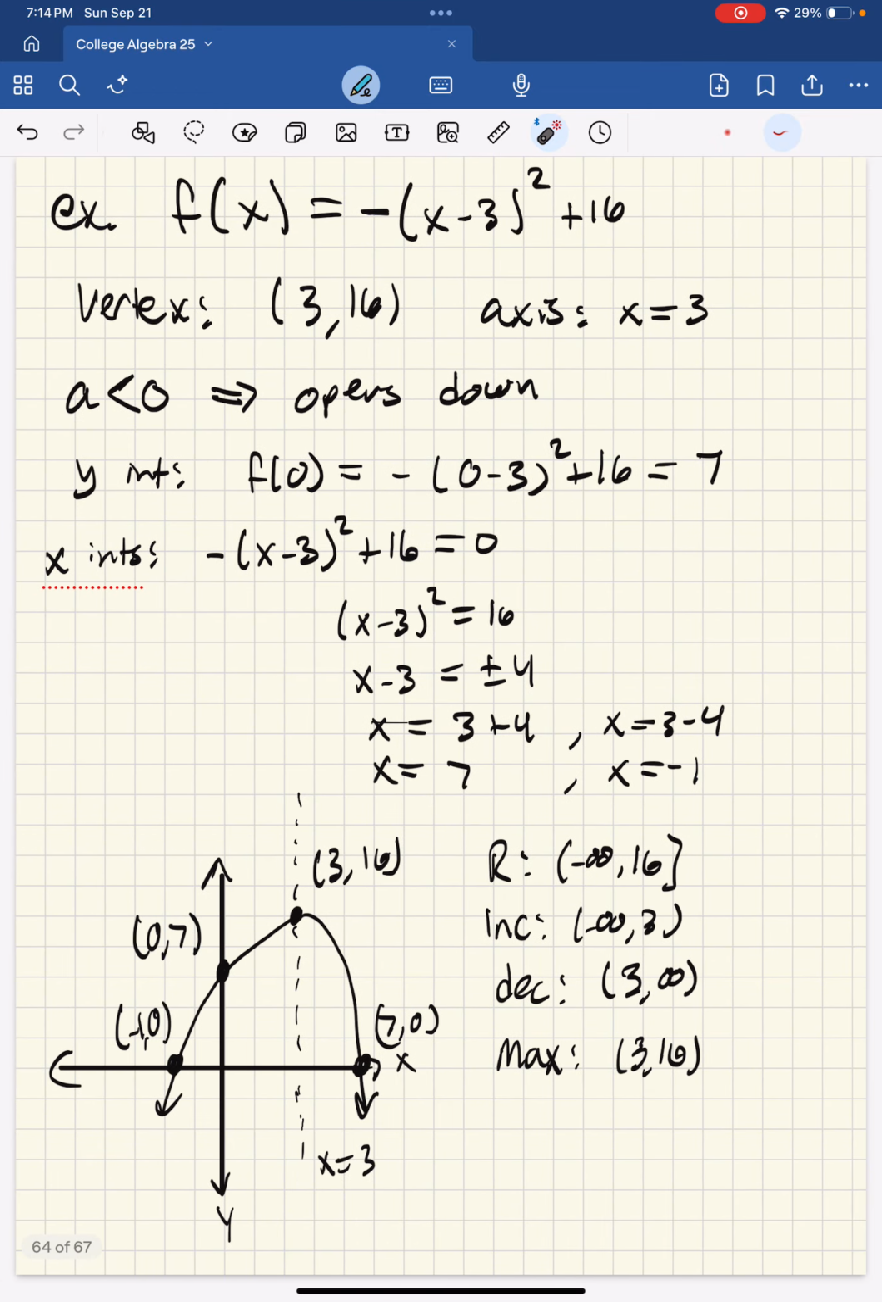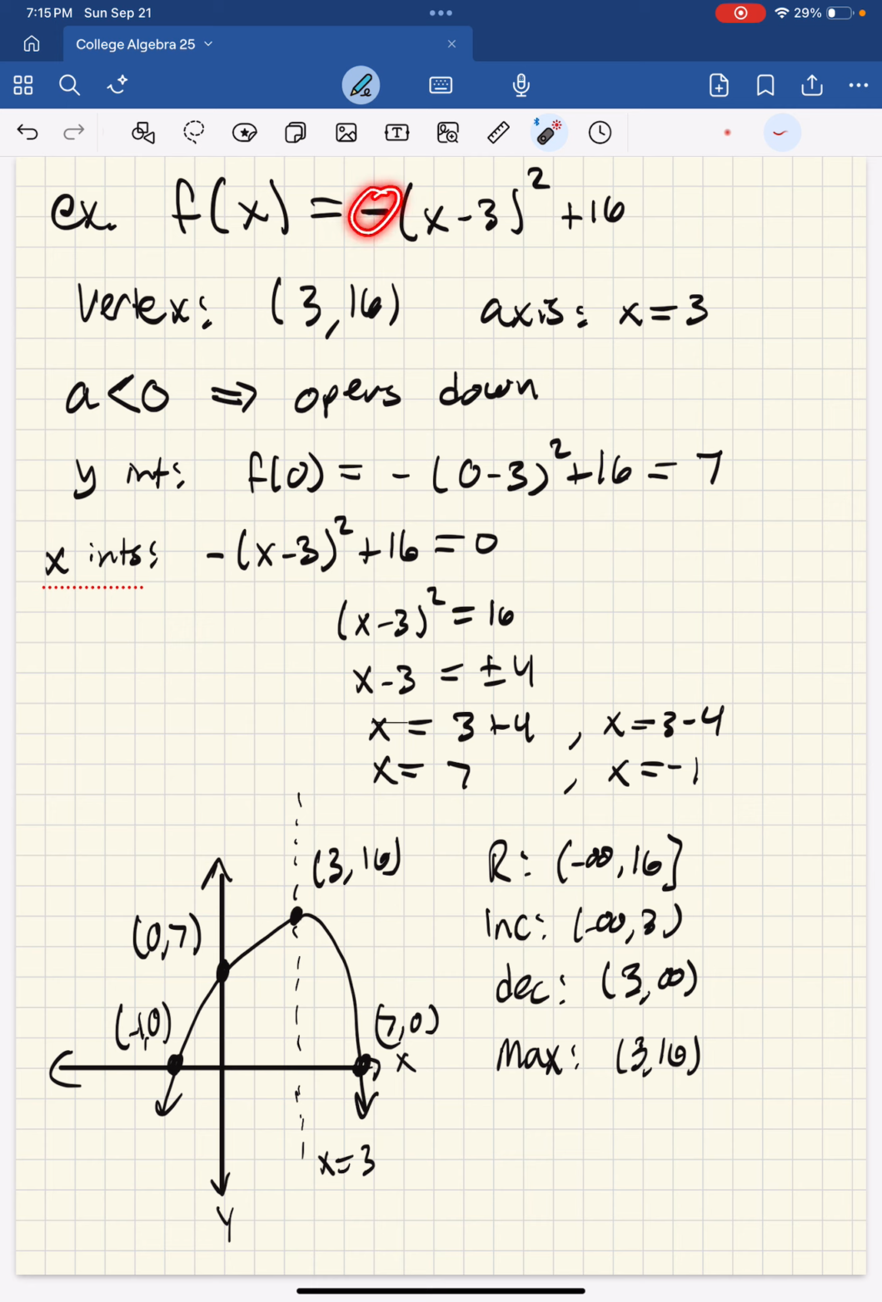So let's take a look at the function negative quantity x minus 3 squared plus 16. This function is already in vertex form. Remember that the x value of the vertex is always set up as x minus the number. So h is 3. So the x-coordinate of the vertex is 3, and the y-coordinate of the vertex is 16, positive 16. So that makes the axis at x equals 3.